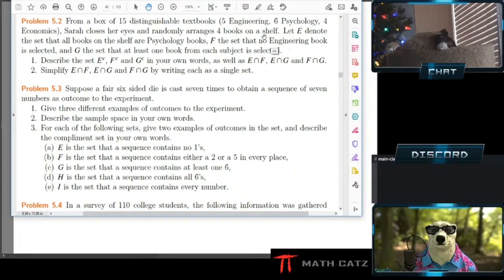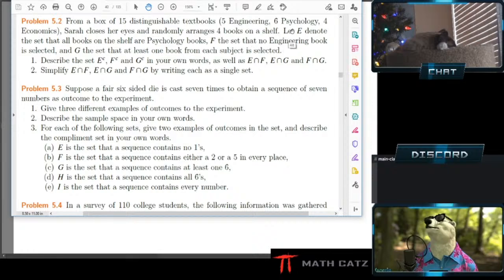Let E denote the set that all books on the shelf are psychology books. F, the set that no engineering book is selected. G, the set that at least one book from each subject is selected. So this is why, when it comes to something more practical, I like to think of sets as restrictions or requirements. Being Sarah, I can select any 4 books and arrange them on the shelf any way I want.